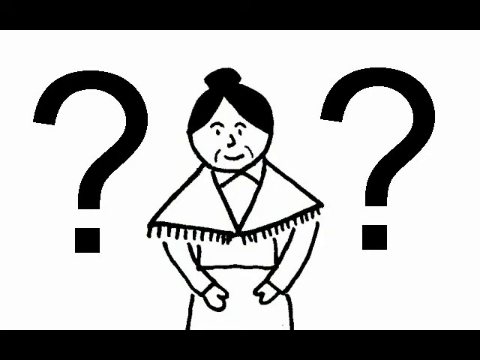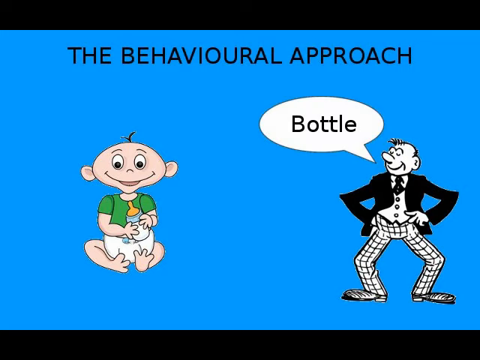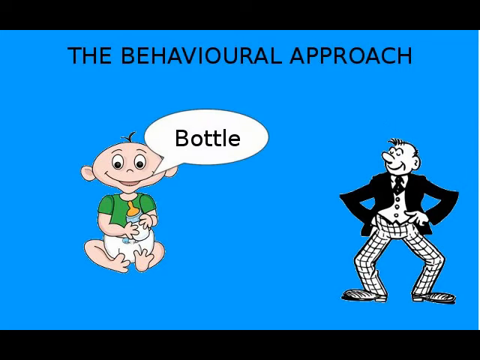People wonder how children even learn how to speak in the first place. There are three major theories on how children learn language: the behavioral approach, the innate approach, and the interactionist approach. The behavioral approach believes that children learn to speak primarily by copying the language they hear around them.